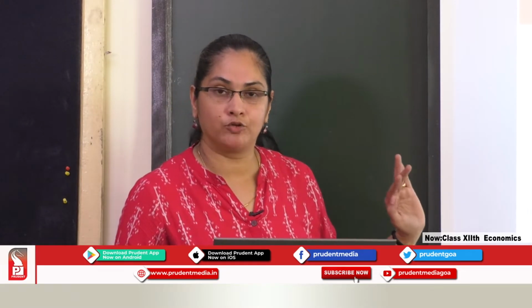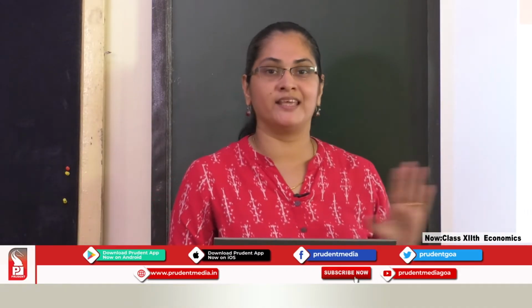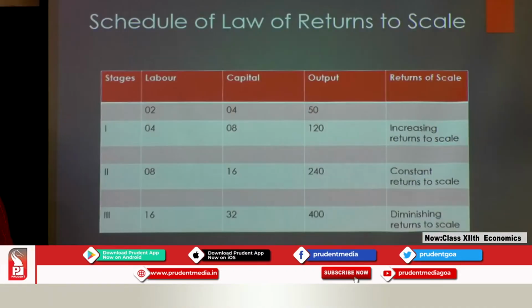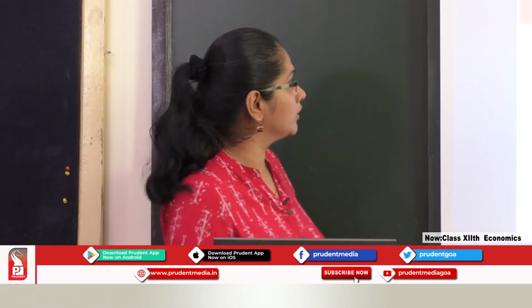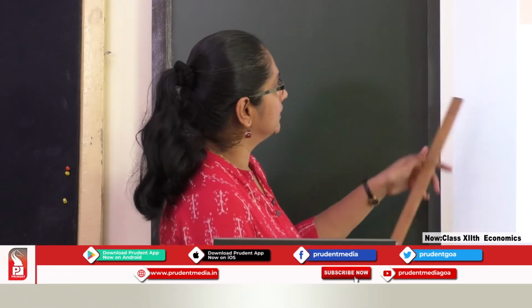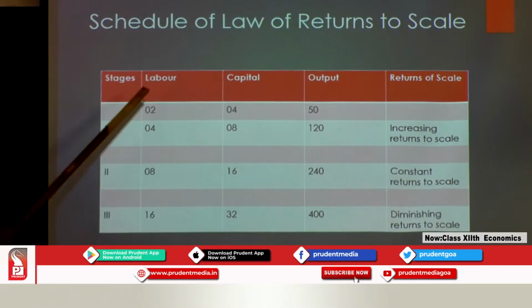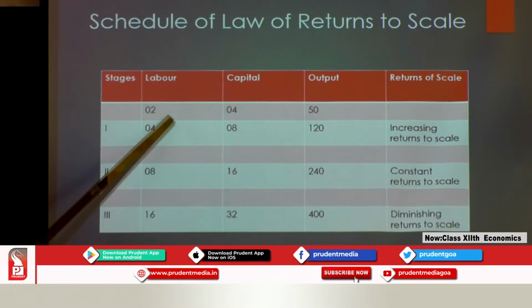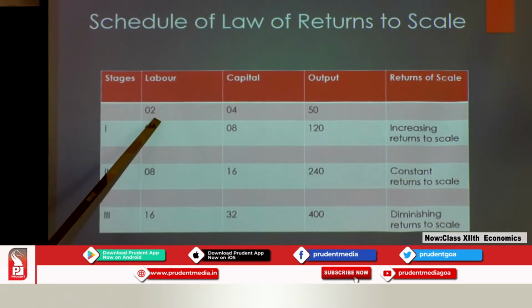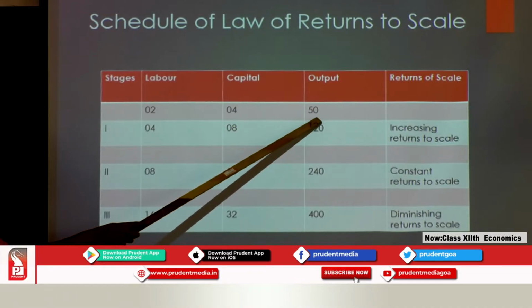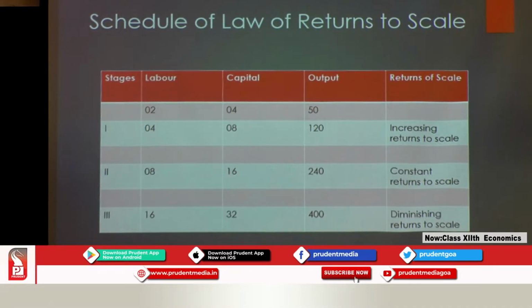One more point that I would like to bring to your notice, children, that this table is not there for the exam. From the examination point of view, we do not have this table. Our focus is only the 3 stages. But this table, I believe, will help you all to better understand what I am talking about. So, here we have the 3 stages, the first one, the second one, and the third one. We have labor, we have capital, and both these combined together, we have the output. So, let us say we had 2 workers, 4 capital, and the maximum output that they are able to generate is 50 units.